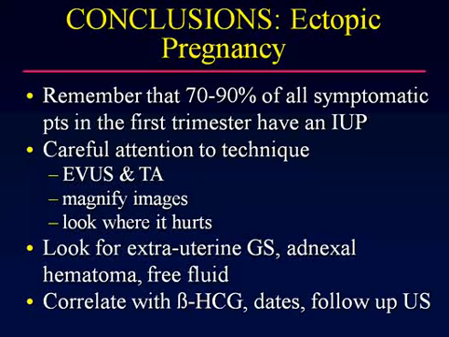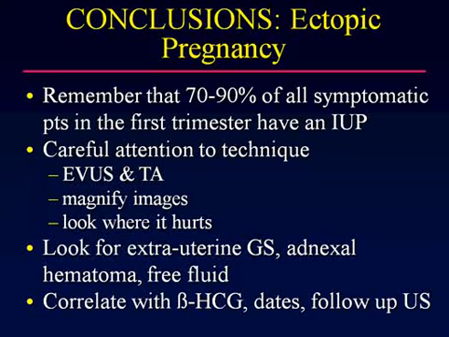So in conclusion, when you have a patient who is pregnant in the first trimester and presents with pain and vaginal bleeding, you do need to evaluate the patient for an ectopic pregnancy. But you should remember that about 70 to 90% of all such symptomatic patients actually turn out to have an intrauterine pregnancy. In terms of making the diagnosis of an ectopic pregnancy, you need to use both endovaginal imaging and transabdominal imaging. Remember to magnify the images and be particularly careful to look where the patient hurts.